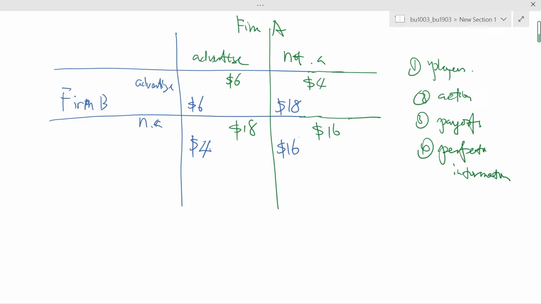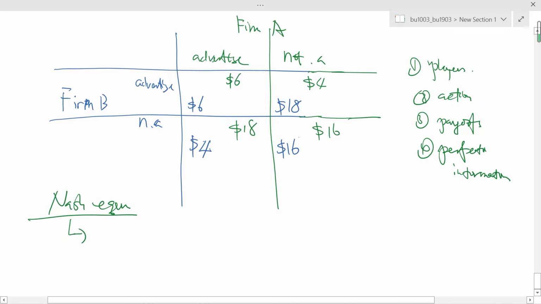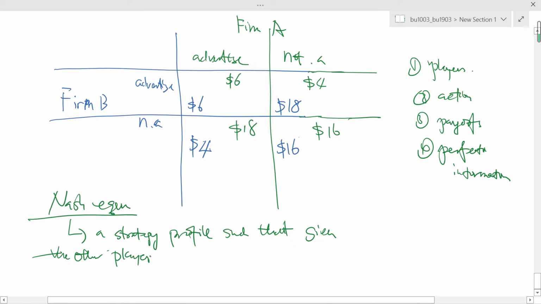Alright, given these games, we are interested in predicting the outcomes. What's the outcome of these games? And we use what is called Nash equilibrium, invented by John Nash. It is a strategy profile, a pair of strategies, such that given the other players' strategy, nobody has an incentive to deviate.